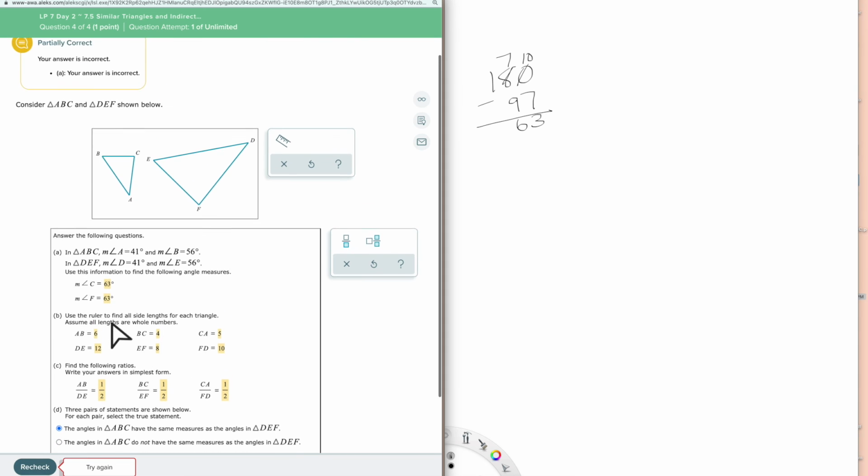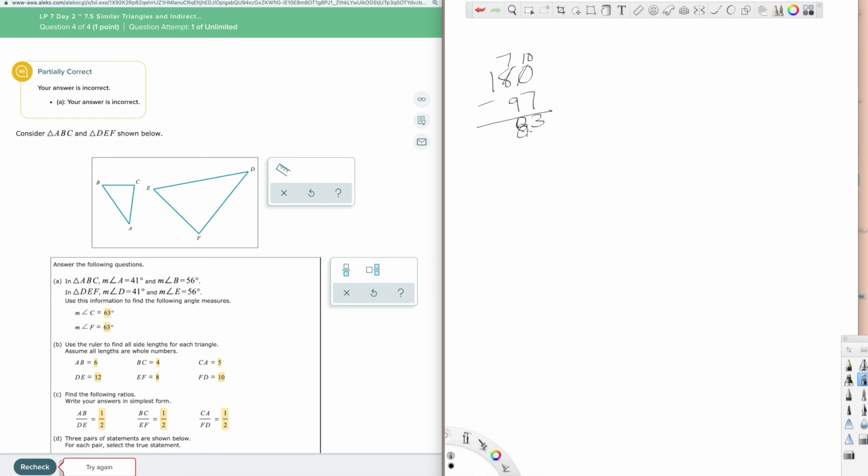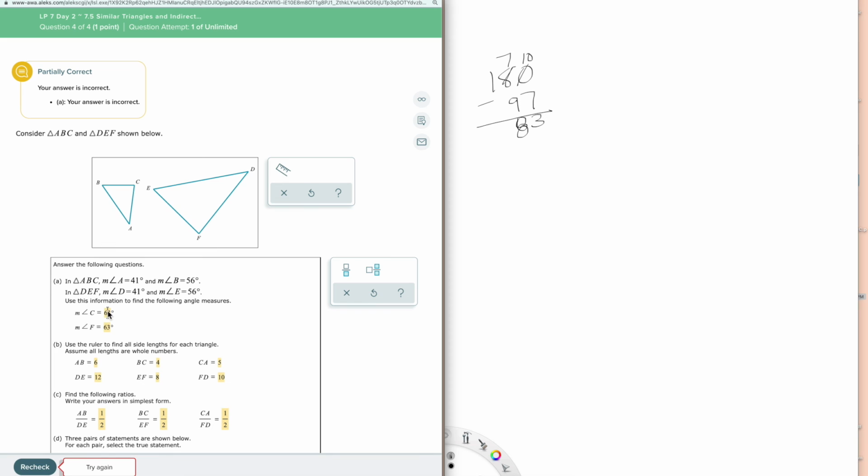Uh-oh, your answer in part A is incorrect. Did I subtract wrong? 5, 6, 7, 8, 9. Oh, ha ha ha. This should be 83. I know how to subtract. They're still congruent. I just subtracted wrong. Silly person that I am. All right, let's try that again.